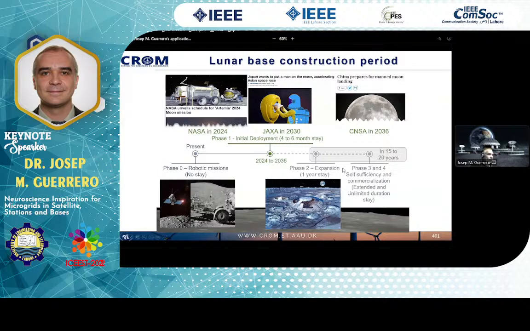JAXA, the Japanese, as I mentioned, a lot of research on fuel cells, the hydrogen, I will talk about this now, and the Chinese. So we are right now with only robotic missions. Phase 1 will be the initial deployment and then expansion. However, if we want to have extended and unlimited duration of stay, we need to solve some problems like what happens with the muscles, which right now we could not solve.